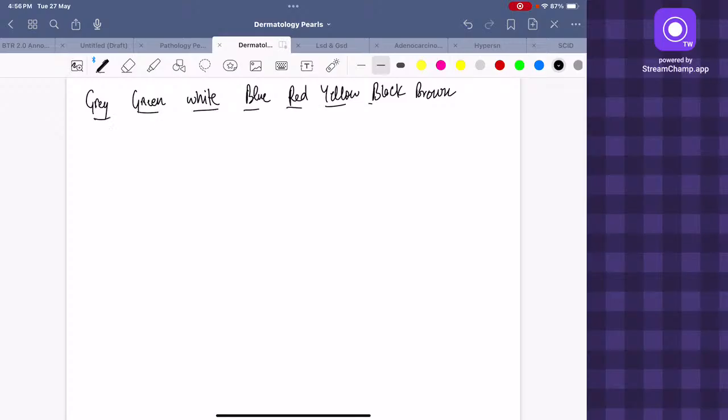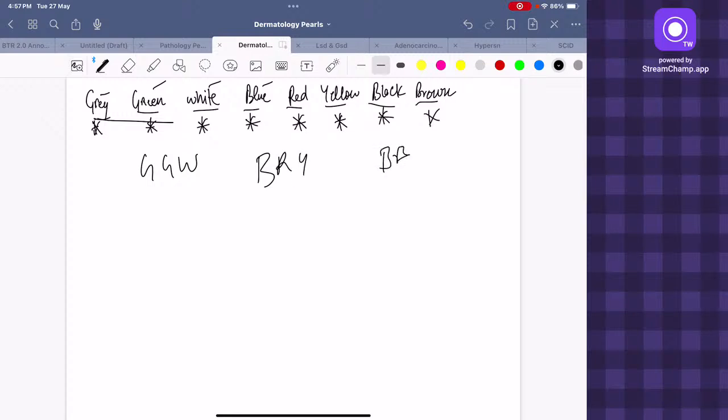GGW, BRYBB. We have gray kit, green kit, white kit, blue kit, red kit, yellow, black and brown. Gray, green, white, GGW, BRY and BB.